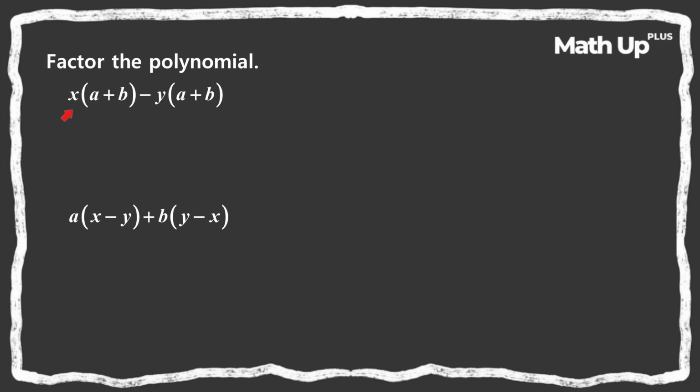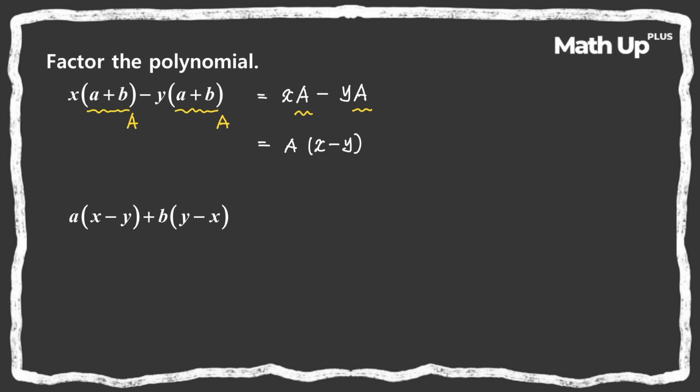Here we have x times (a plus b) minus y times (a plus b). As I mentioned in the previous chapter, if we see the same expression, a plus b in this problem, let that be a single letter A. So that is equal to x times A minus y times A. And A is our common factor, right? So this is equal to A times (x minus y), right? So we factored this polynomial to A times (x minus y).